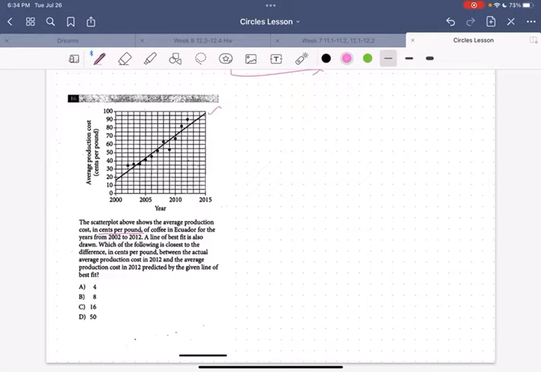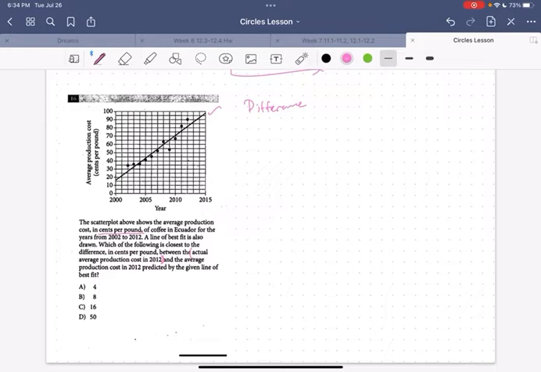Which of the following is closest to the difference in cents per pound between the actual average production cost in 2012 and the average production cost in 2012 predicted by the given line of best fit? So what are they asking you for? They're asking you for a difference, right? And that difference is between the actual average production cost in 2012. So let's go on the graph and let's look at what that is.